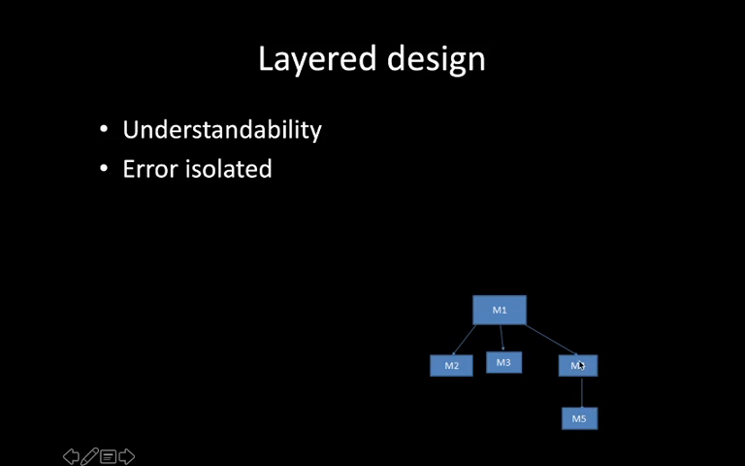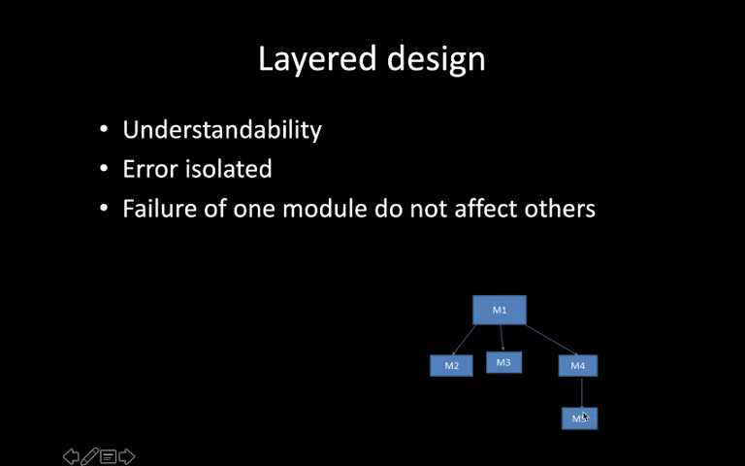If there is an error in M4, we need not worry about M3 and M2. We have to check M4. If it has no problem, then we have to check only M5. So error isolation is possible. Failure of one module does not affect others. That is the advantage of this layered design. And debugging time also reduces because we can fix that module only. The other modules have no problem. So we have to check for this M4 only.